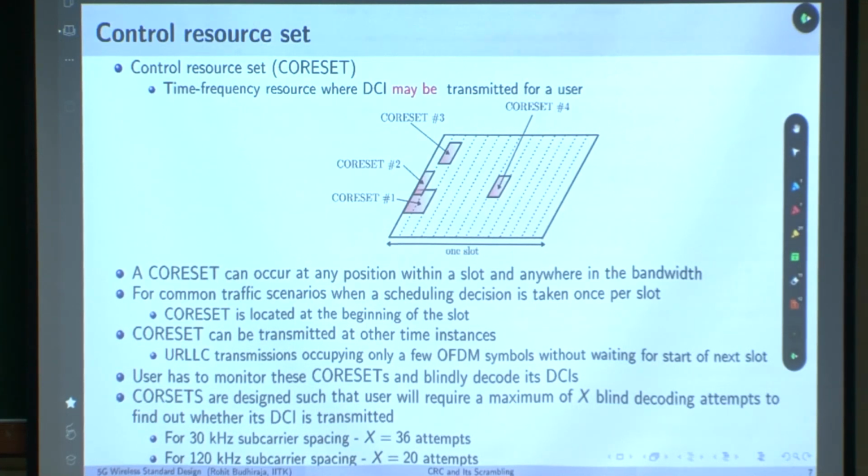Not like data. See, the philosophy is different now. You don't do all this for data. There are no such blind decoding attempts. You run your LDPC, the complete receiver chain, only once, because you know where your data is coming. But here you don't know whether the DCI is coming or not. After 36 attempts also, user data may not be scheduled, so it might not get its DCI, and that's fine. That changes the complete design philosophy of the PDCCH chain, and we'll see that. I'll convey these key ideas to you.